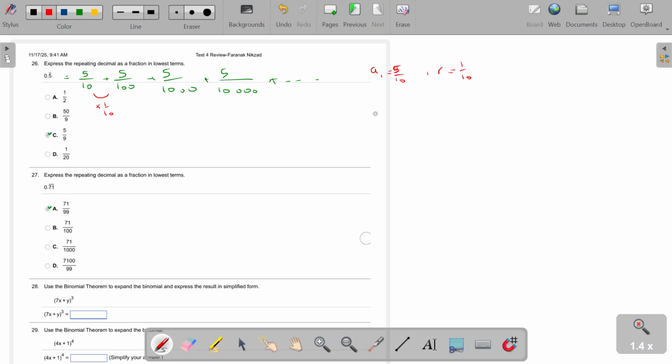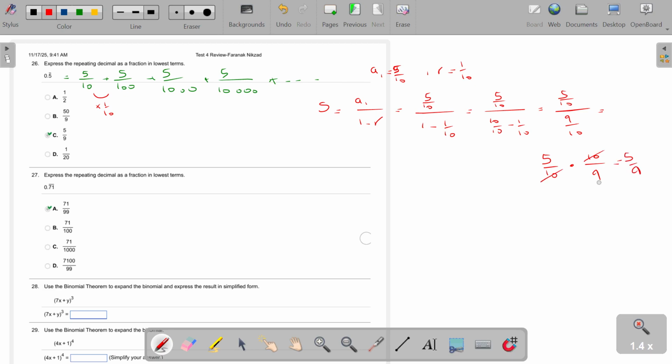Now I'm going to find the fraction using S, the sum of an infinite geometric sequence. That is A1 over 1 minus R. That's 5 over 10 over 1 minus 1 over 10. Now let's calculate this. 1 is 10 over 10 minus 1 over 10. That's 5 over 10 over 9 over 10. And then keep, change, flip. So 5 over 10, keep that, change the division to multiplication, and flip the bottom one, 10 over 9. These two cancel, and it's equal to 5 over 9.